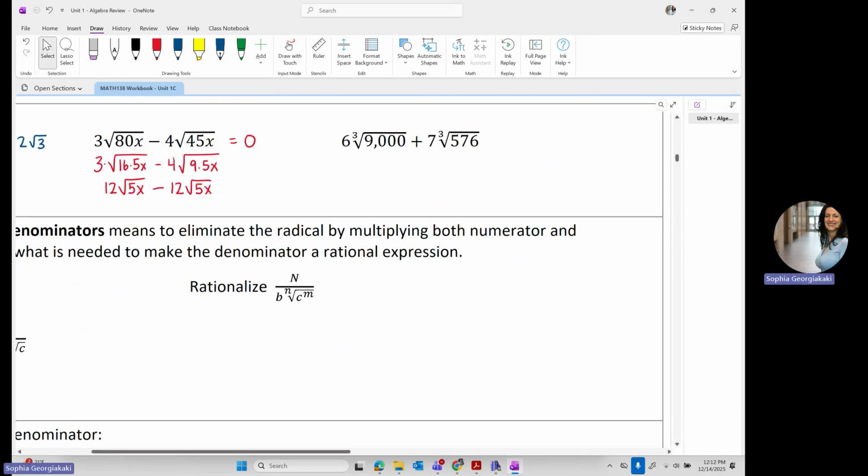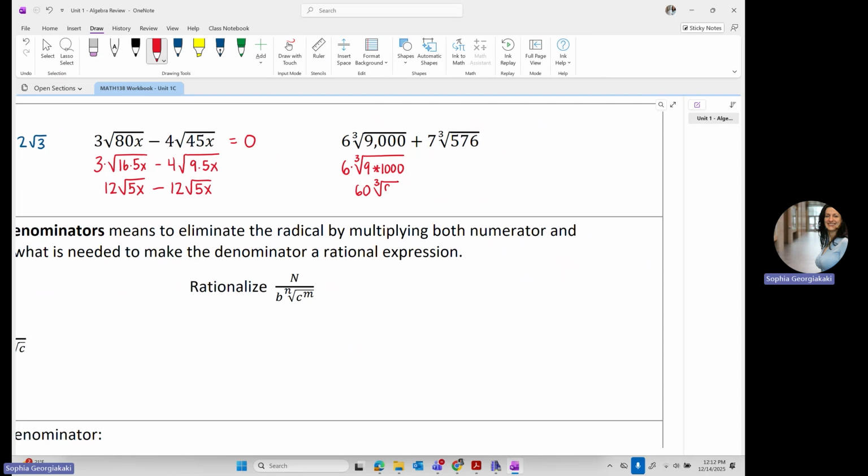When I have cube roots, I need cubes instead of squares as factors. So 9,000 is 9 times 1,000. The cube root of 1,000 is 10 because 10 cubed is 1,000. So that will be 6 times 10, 60.